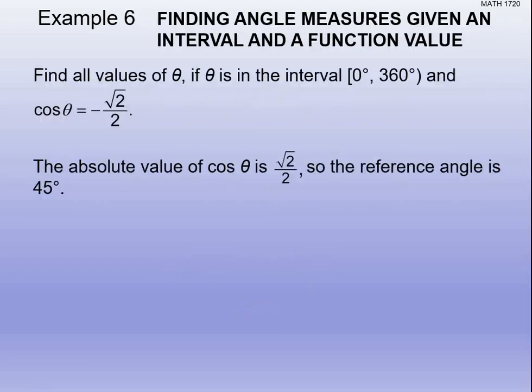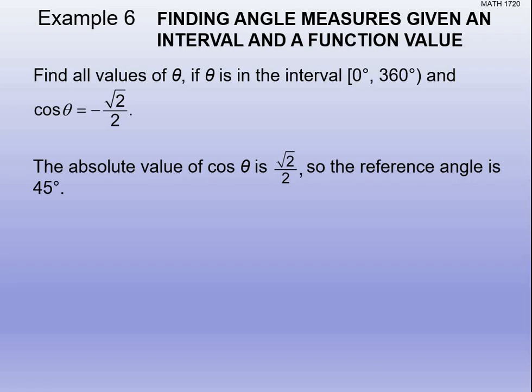All right. So we want to find all values of theta if theta is in the interval 0 to 360. Notice we're including 0, not including 360. And cosine of theta is negative square root of 2 over 2. So we have to find what's going on here. Negative square root of 2 over 2, that looks like what? We've undone some rationalizing the denominator.